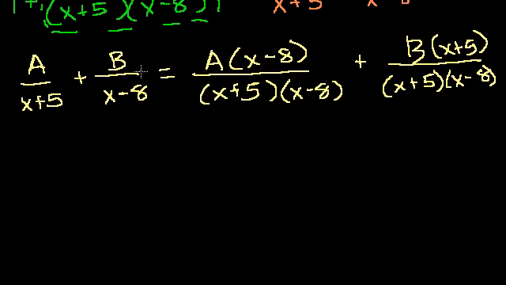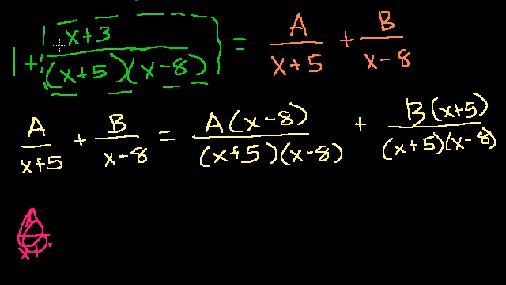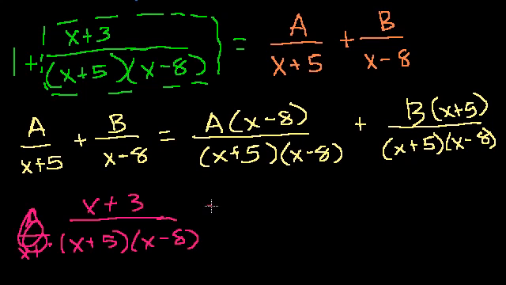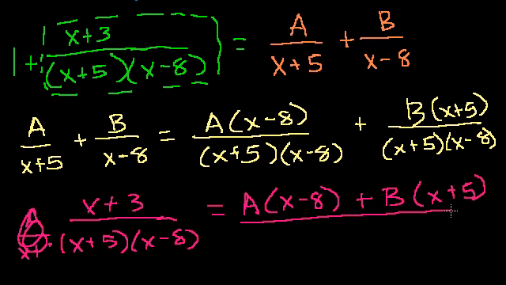So we get, let me just write the left side here. Oh, sorry, I want to write this over here. I want to write x plus 3 over x plus 5 times x minus 8 is equal to the sum of these two things on top, a times x minus 8 plus b times x plus 5. All of that over their common denominator, x plus 5 times x minus 8.